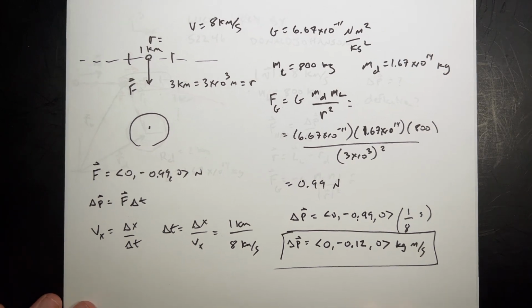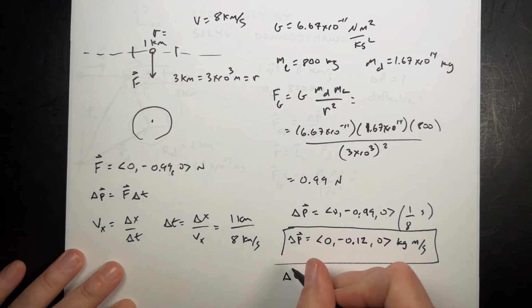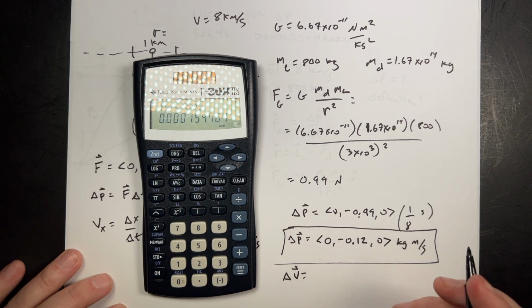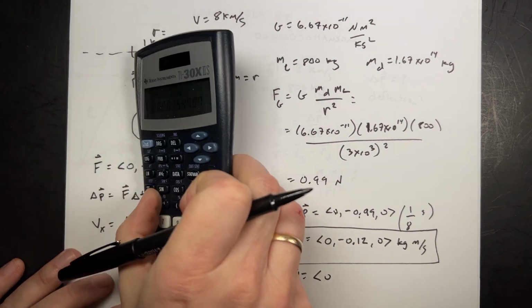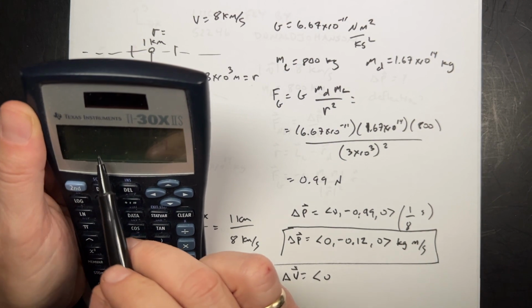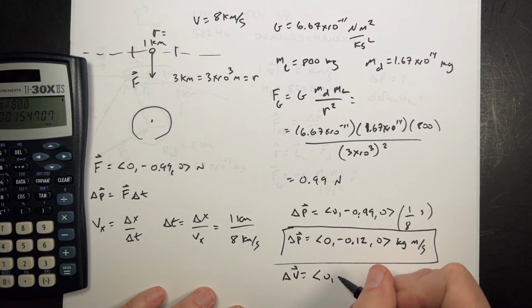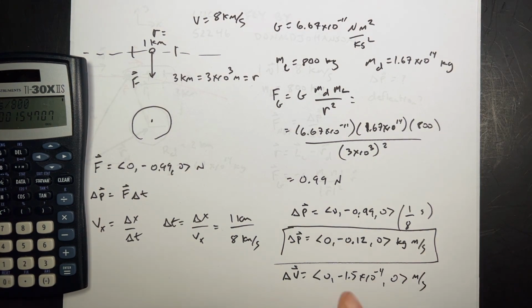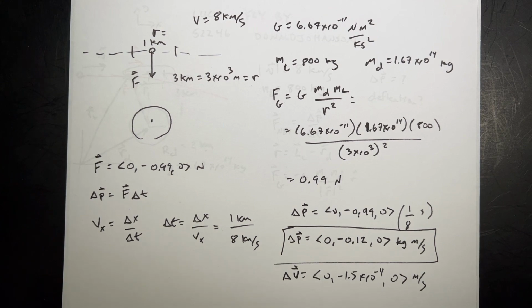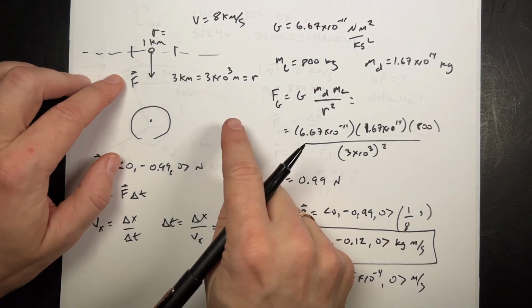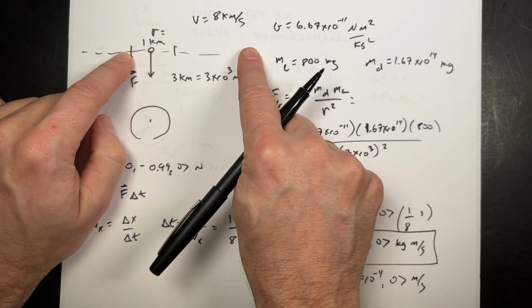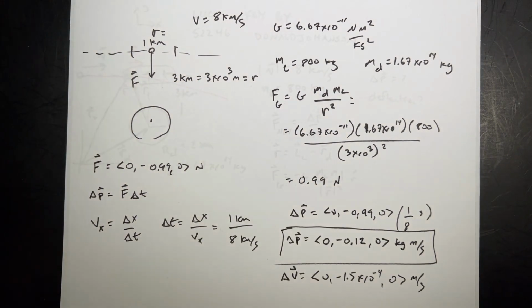Let's go ahead and calculate the change in velocity, right? Because if I divide this by the mass, I get the change in velocity. So I'll just divide by 800. And I get 0, well, that's small. Negative 1.5 times 10 to the negative 4, 0 meters per second. So a super tiny change in velocity as it passed by, which is good, right? Because that means this approximation, that it's moving in a straight line and doesn't really get closer, is valid. How much closer does it get during that time? Not much at all.